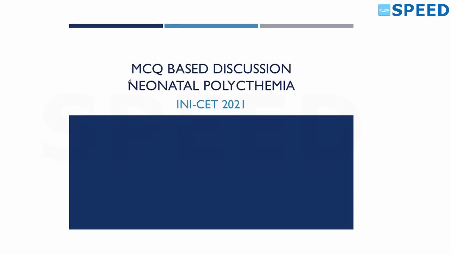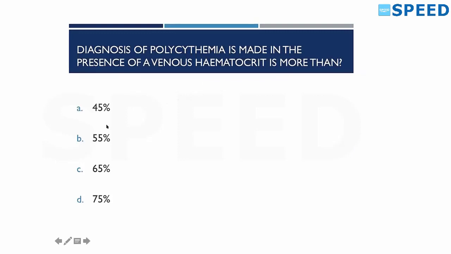So all will be covered today in the briefest possible way, yet in the most effective way, in an MCQ fashion. So this is the first question for the day on polycythemia. Diagnosis of polycythemia is made in the presence of a venous hematocrit value of more than how much? The correct answer for this is 65%. Now in general, they say that a value of 65% or more is called polycythemia.